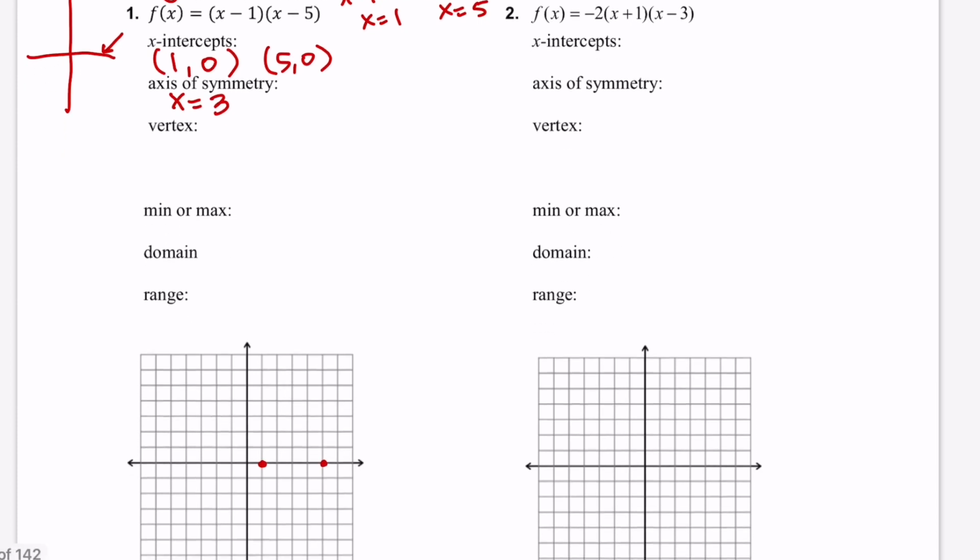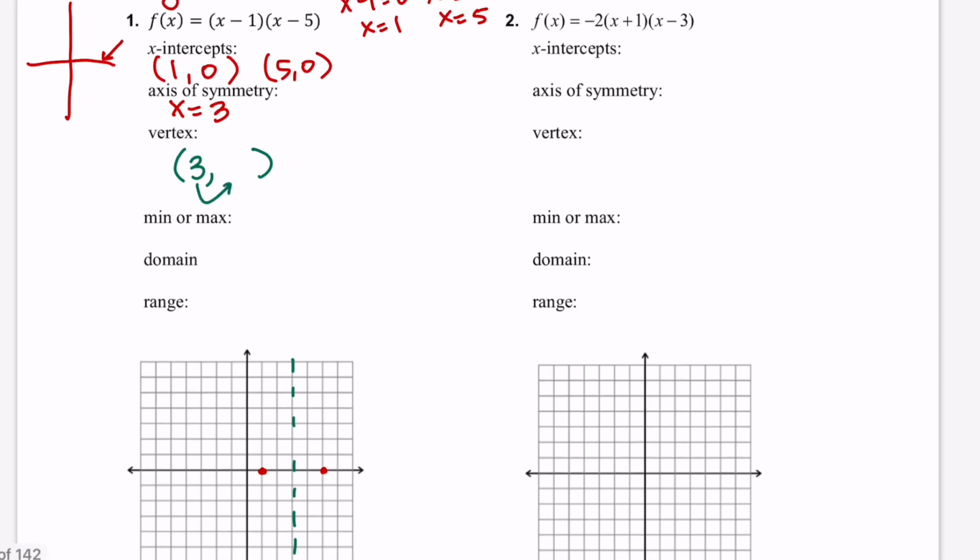So I'm just going to draw my axis of symmetry in here. My vertex is always on the axis of symmetry. So my first number is going to be a 3. And to get the second one, we take that 3 and we plug it into the equation, and that will give us our y value.